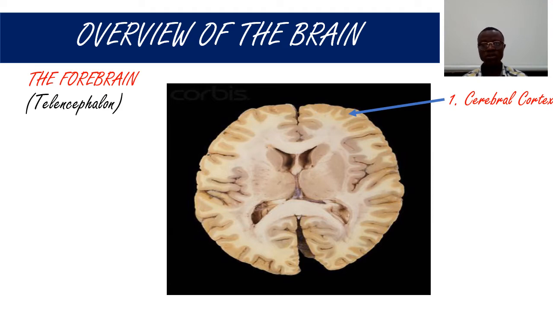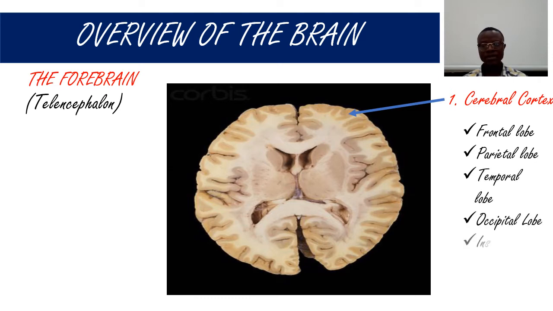The cerebral cortex, if you look at the brain from the exterior, you see that it is divided into different lobes. The lobes of the cerebral cortex are the frontal lobe, the parietal lobe, the temporal lobe, the occipital lobe, and the insular lobe. From the section we have here, we cannot appreciate all of these lobes. However, in subsequent tutorials, we are going to look at each of these lobes in depth.